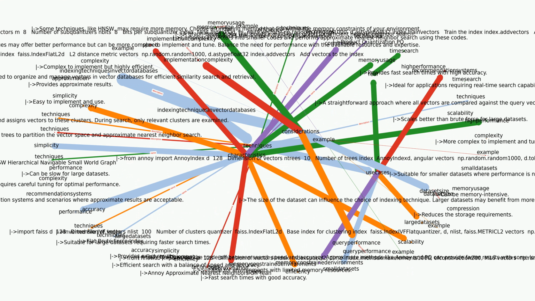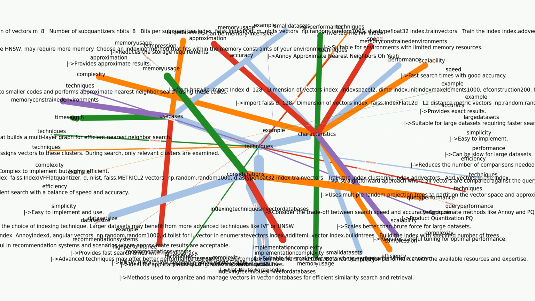Name: Product quantization, PQ. Description: compresses vectors into smaller codes and performs approximate nearest neighbor search using these codes. Characteristics. Compression: reduces the storage requirements. Efficiency: efficient search with a balance of speed and accuracy. Complexity: requires careful tuning for optimal performance. Use cases: memory-constrained environments, suitable for environments with limited memory resources.